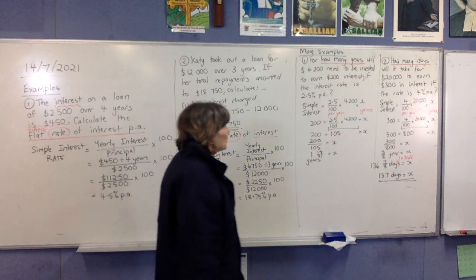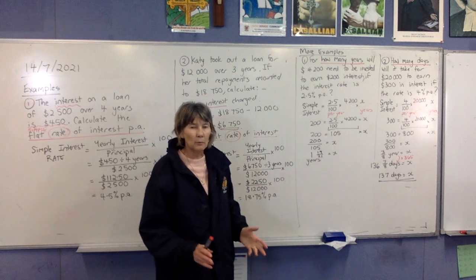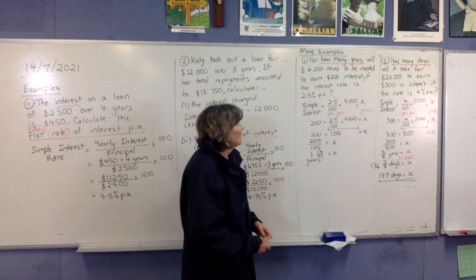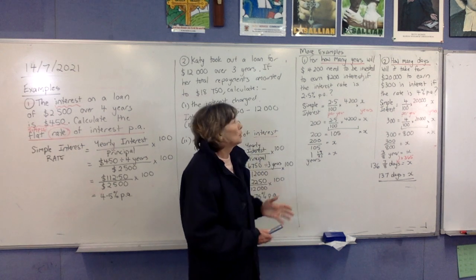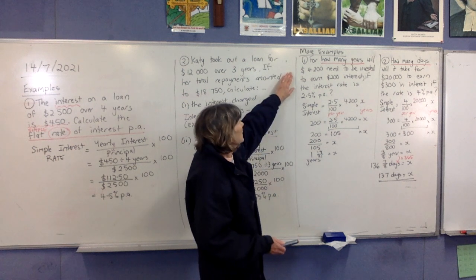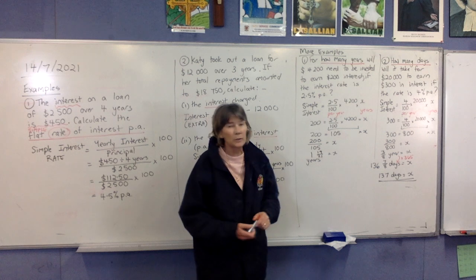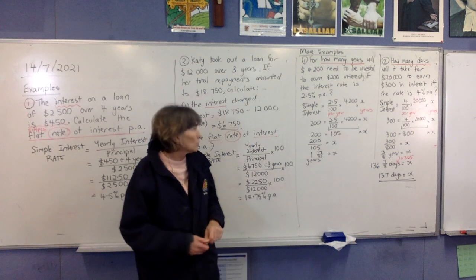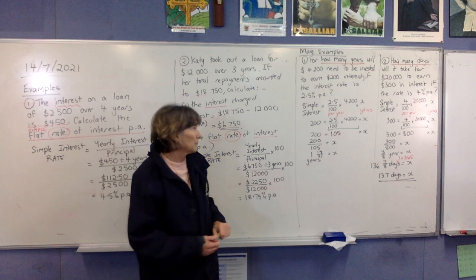All right, now we're going to do a couple of more difficult examples that are based on the original simple interest calculations that we've been doing. So in both of these, they're asking for a time, not an interest. So in number 1, for how many years will $4,200 need to be invested to earn $200 interest if the interest rate is 2.5% per annum?